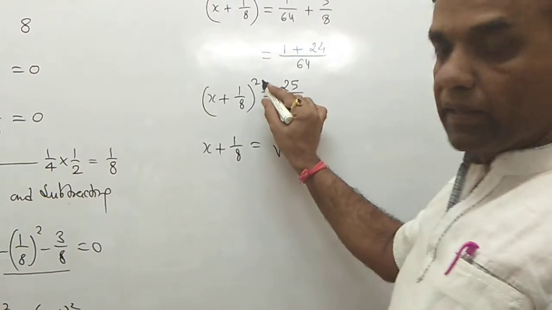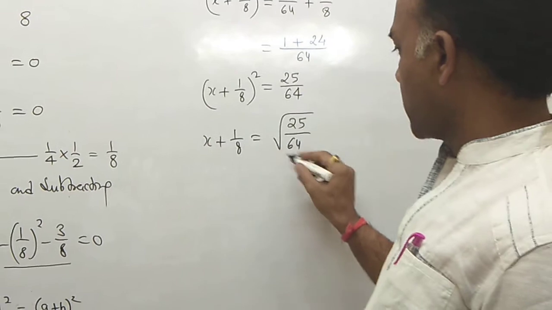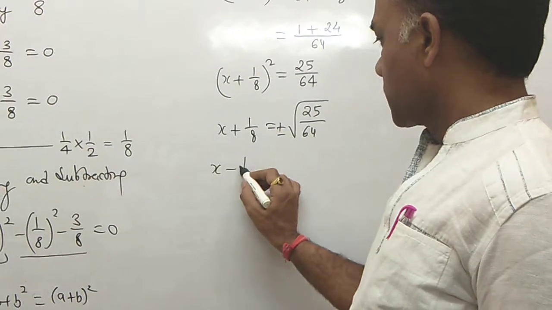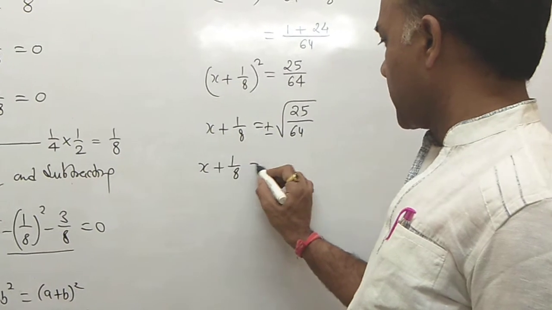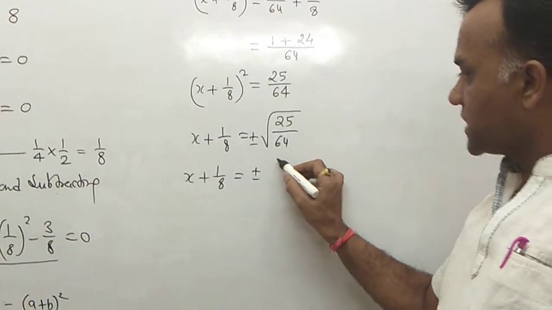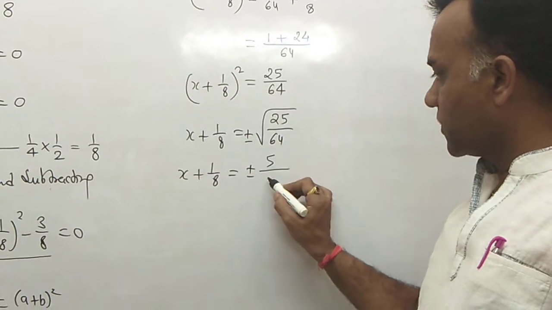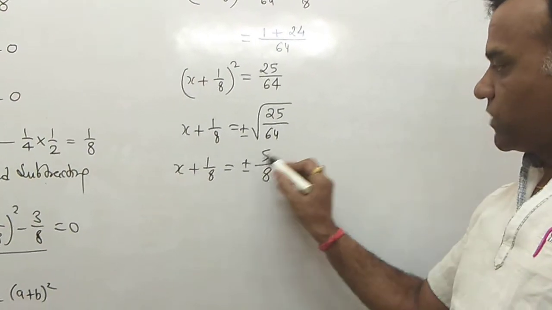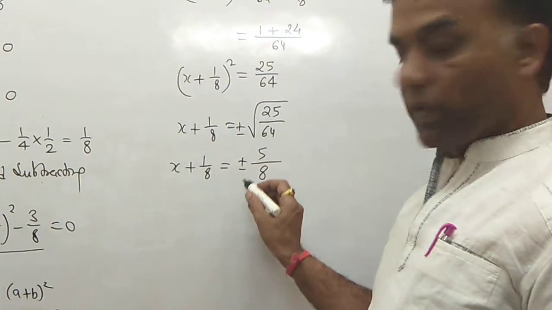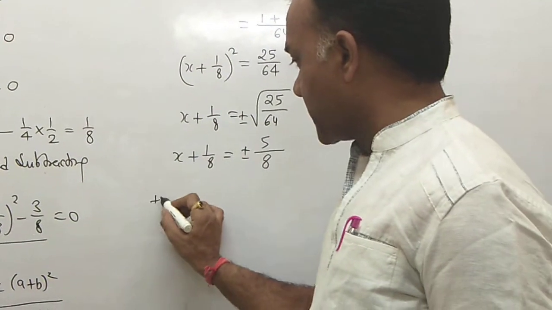Because of removing the square sign, we put the square root on the right hand side and we also have the plus minus sign here. So x plus 1 by 8 equals plus minus. Now we know that the square root of 25 is 5 and the square root of 64 is 8, so we have plus minus 5 by 8. There are two signs, plus and minus. First we take the plus sign.